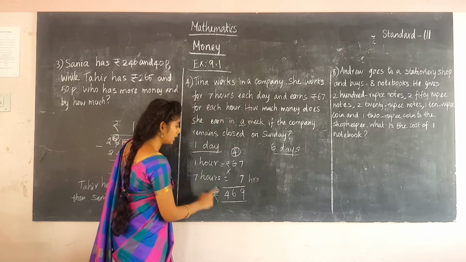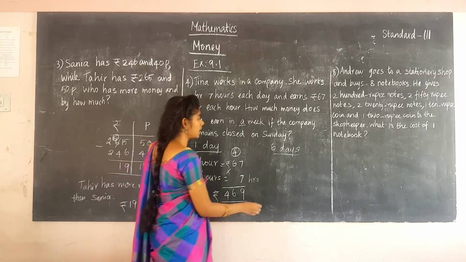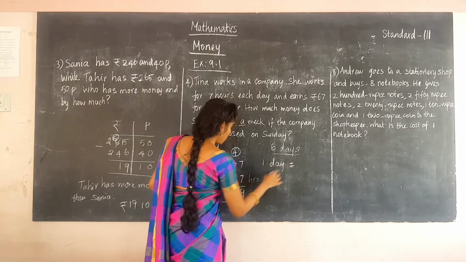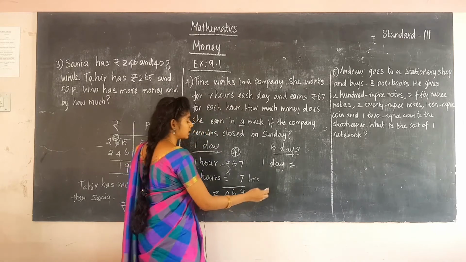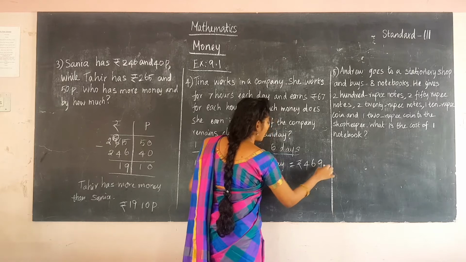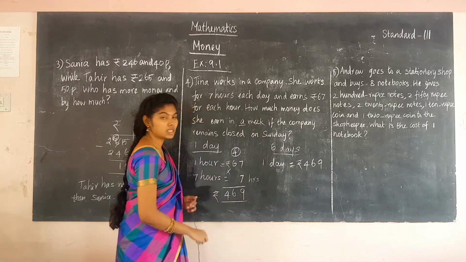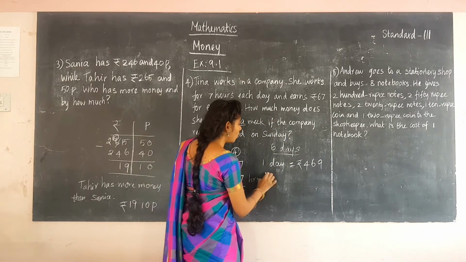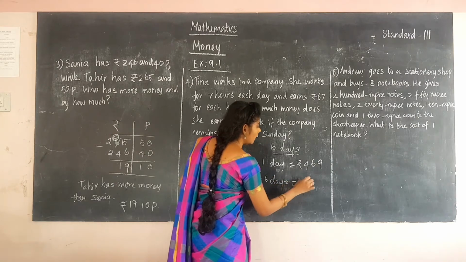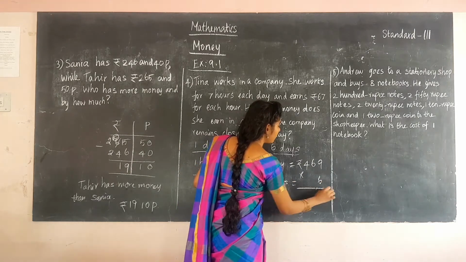For 1 day it is rupees 469. And now we have to multiply for 6 days. We are going to find for 6 days, no? So 469 into 6. We are going to multiply these two.